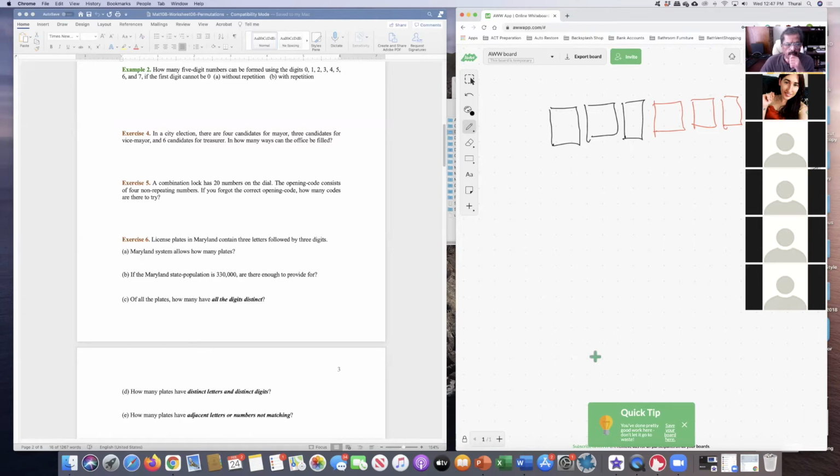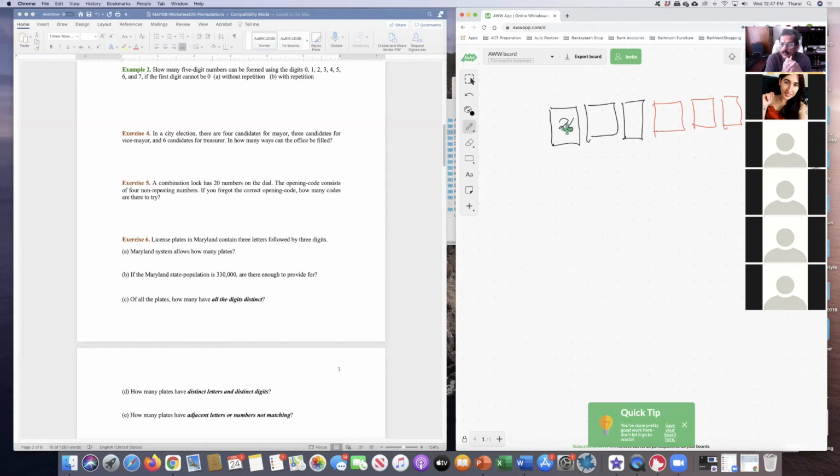Anybody has an answer for that? 26, okay. There are 26 letters, and any one of those can go here. Now, the problem doesn't say anything about repetition. That's because you're supposed to figure that out from the context of the problem. Sometimes they'll tell you, sometimes they'll let you figure it out using the context. Now, think about license plates. Do we allow repetition on the license plates or not?